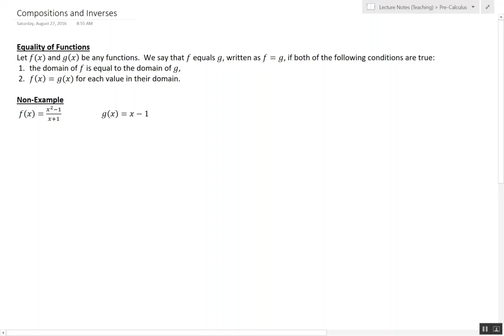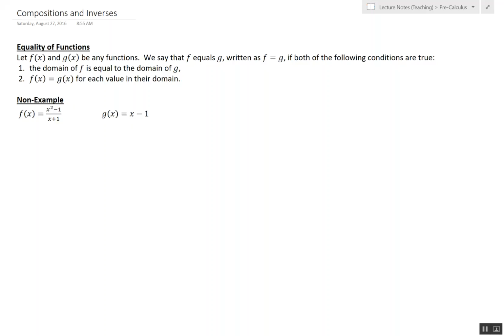Hi everyone, we're back here with another video on compositions and inverses. Before we talk about this, though, we have to talk about the equality of functions, because this has an important role, and it has consequences not only in this course but in courses down the road.